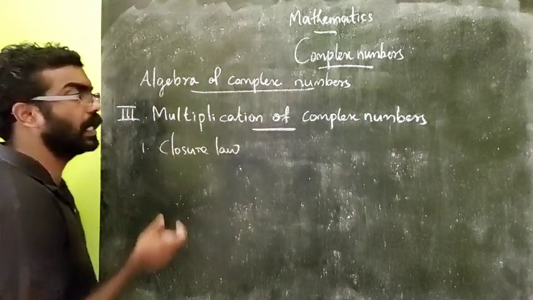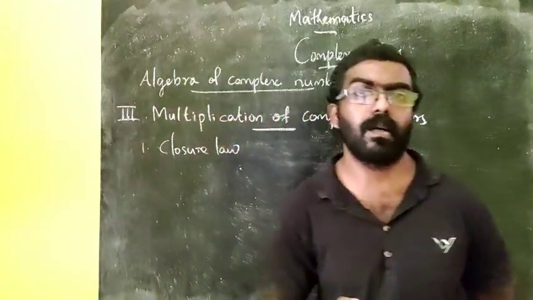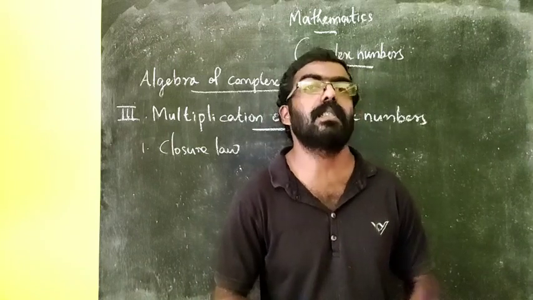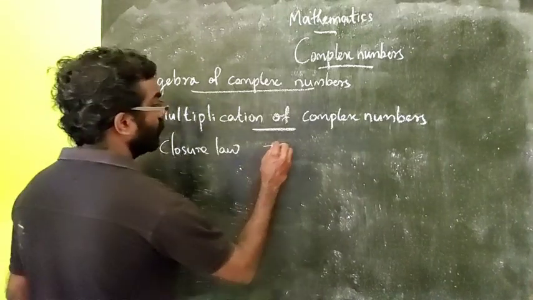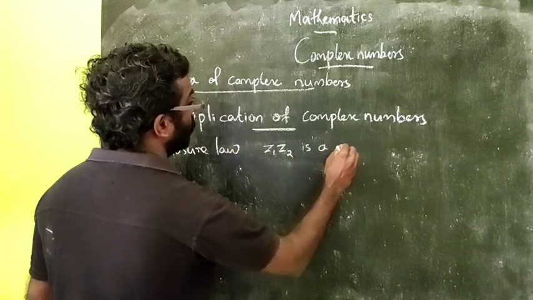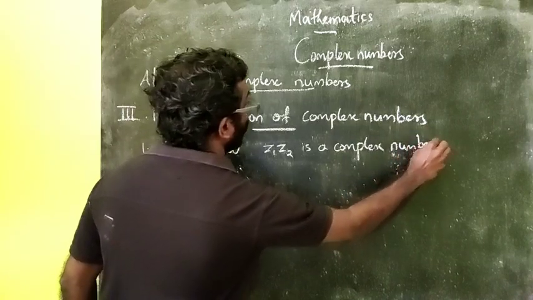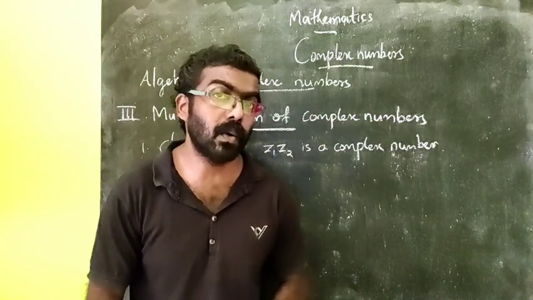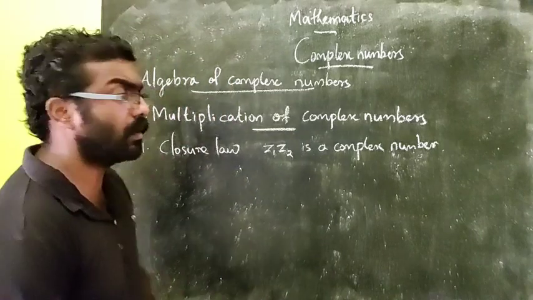Okay, in addition, we said that the sum of two complex numbers is again a complex number. That is what is called the closure law. So here we can say the product of two complex numbers is again a complex number. If Z1 and Z2 are two complex numbers, then the product Z1 into Z2 is again a complex number. This is called the closure property or closure law. For any two complex numbers Z1 and Z2, Z1 into Z2 is again a complex number.